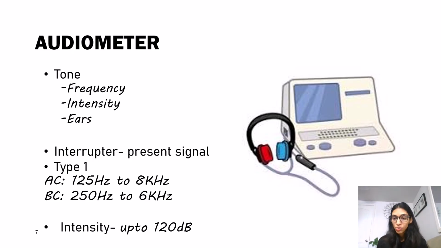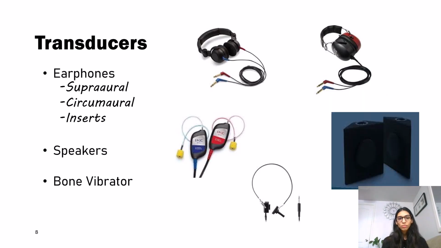Usually in clinics, we use a type 1 audiometer, where you can present 125 Hz through 8 kHz for air conduction and 250 to 6000 Hz for bone conduction. And sometimes you can extend it, like the air conduction can be extended to 12,000. And the intensity level goes up to 120 dB.